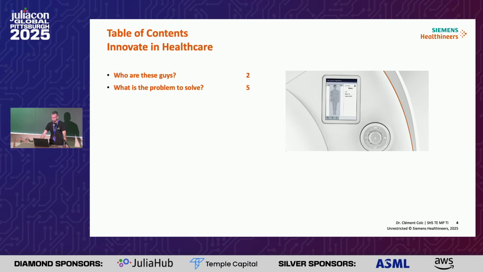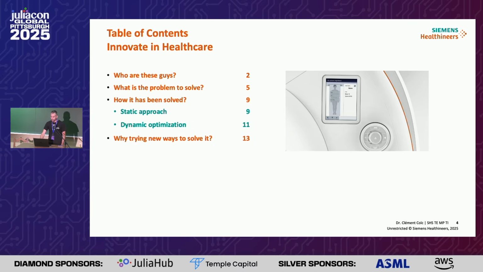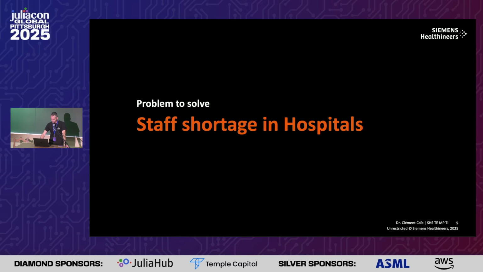I'm going to introduce the problem we are going to solve, how we have solved it so far, and its two approaches, one static and one dynamic. And then I'm going to say why we are trying to solve it differently, and go with some results and mostly perspectives. Conclusion is one sentence.